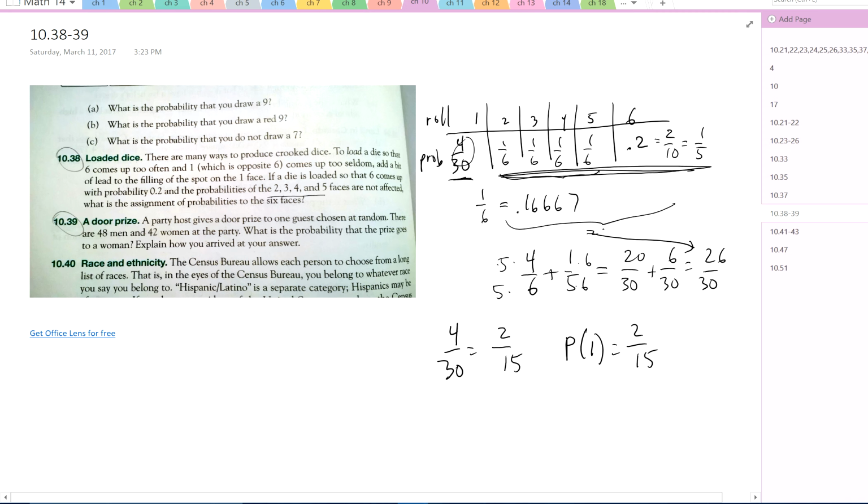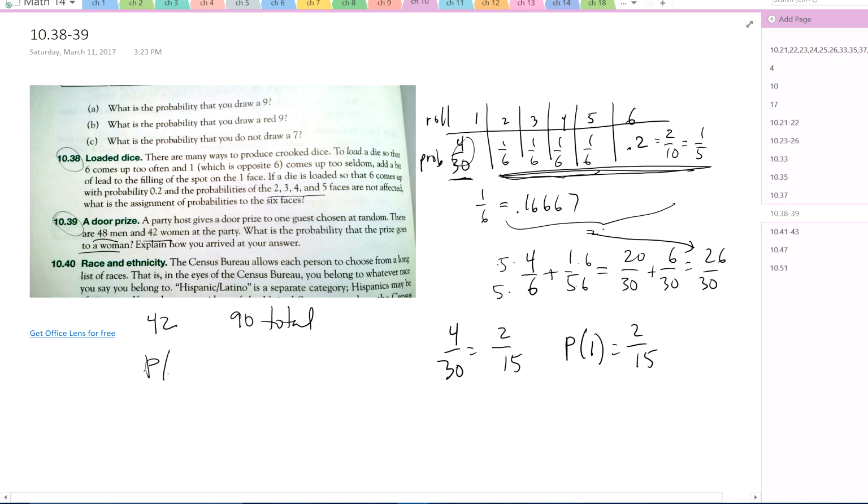Okay, and lastly, 39. A party gives a door prize to one guest chosen at random. There's 48 men, 42 women. What's the probability that the prize goes to a woman? Explain how you arrived at your answer. Well, there's 42 women. And how many people at the party altogether? Looks like 48 plus 42 is 90 total.